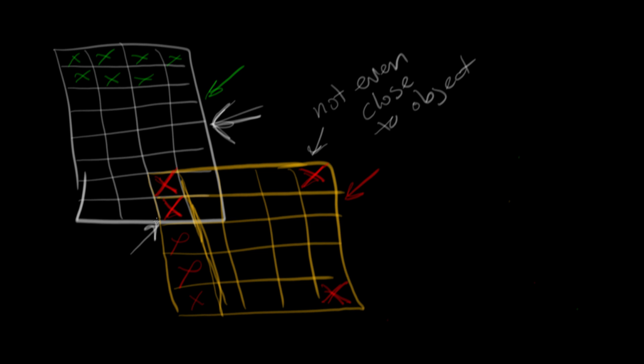So let me clear this out. Okay, so let's walk through this again. We have one object here. Let me make this a little bit smaller. And we have another object here.